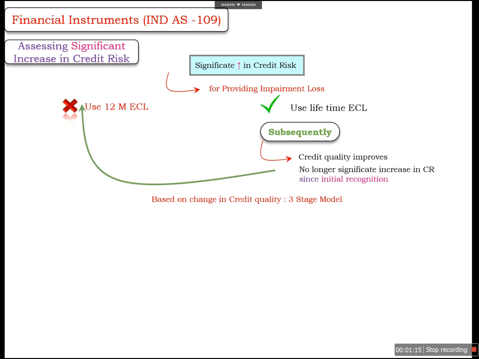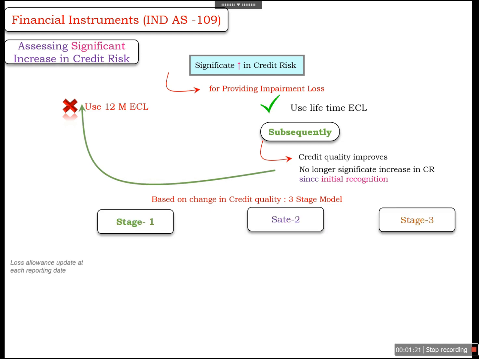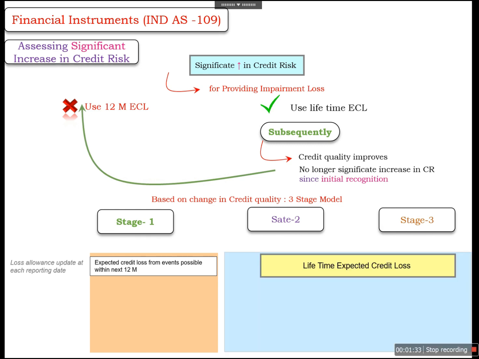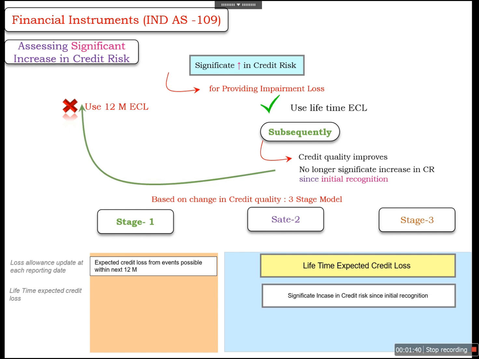Ind AS 109 provides us a three-stage model based on the change in the credit quality of the financial instruments. For the purpose of loss allowance, in case of stage 1, we need to use the 12 months expected loss method. And in case of stage 3 and 2, we need to use the lifetime expected credit loss method. Lifetime expected credit loss we need to recognize if there is a significant increase in the credit risk since initial recognition. A financial asset will remain in stage 2 if there is no objective evidence of impairment, but if it is credit impaired, it will move to stage 3.